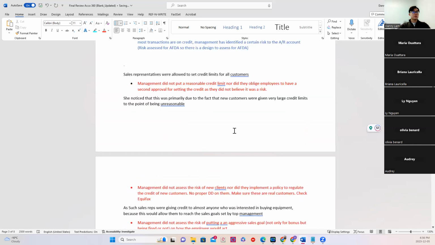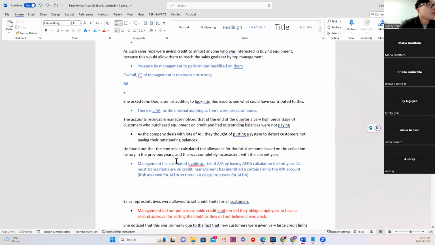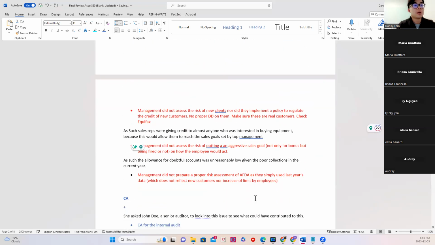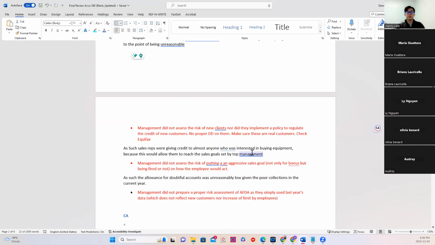Okay. So now we're going to do the analysis of the risk assessment. We have three positives and four negatives, so it's three versus four, but in the big picture, did they do a good risk assessment or not? I think no, because we have more weaknesses than strengths.